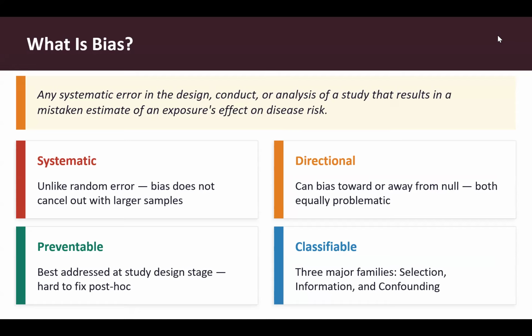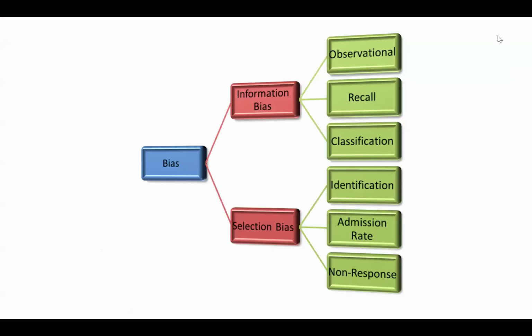It can be directional, can bias towards or away from null, both equally problematic. It can be preventable, best addressed at study design stage, hard to fix post hoc, and classifiable. Three major families: selection bias, information bias, and then there is confounding.